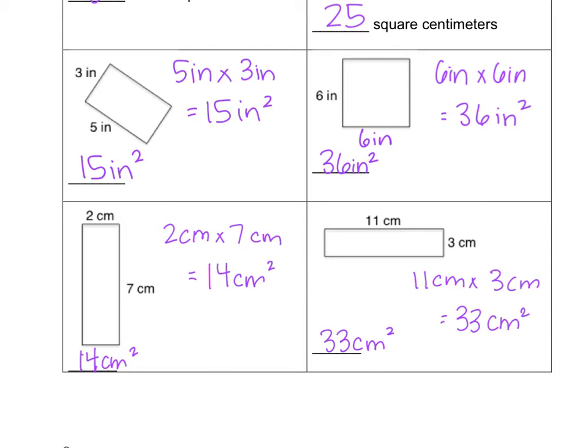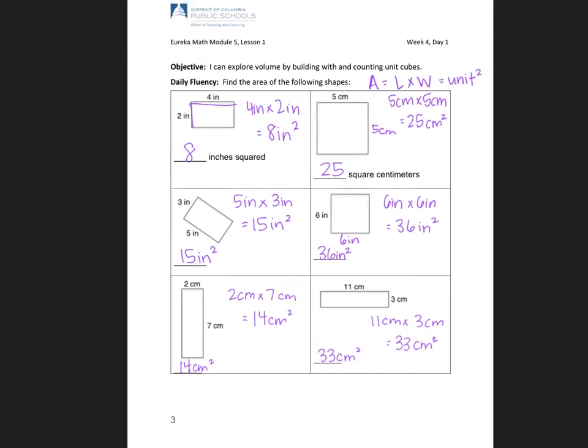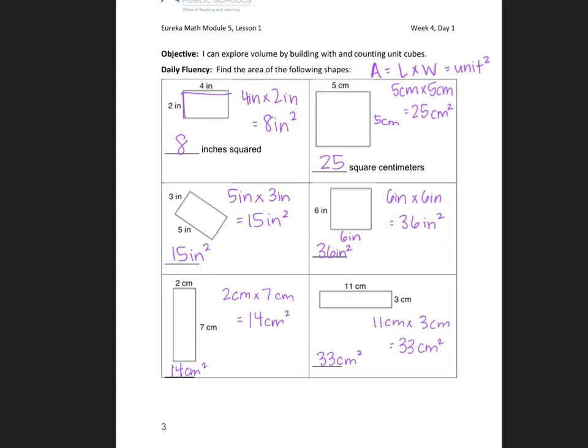I'll do a quick zoom out so you can see all of them together. And that is your daily fluency.